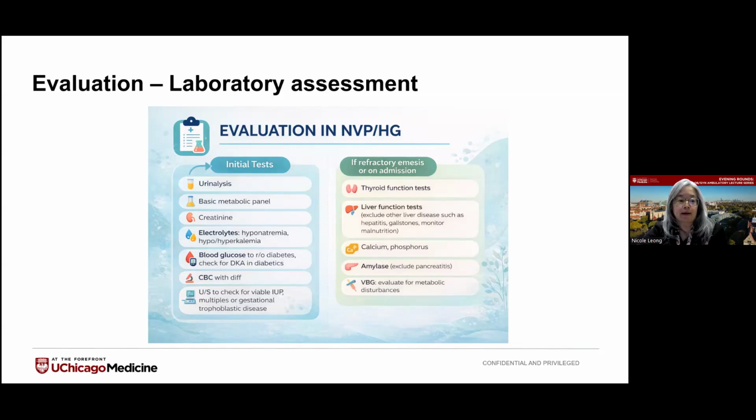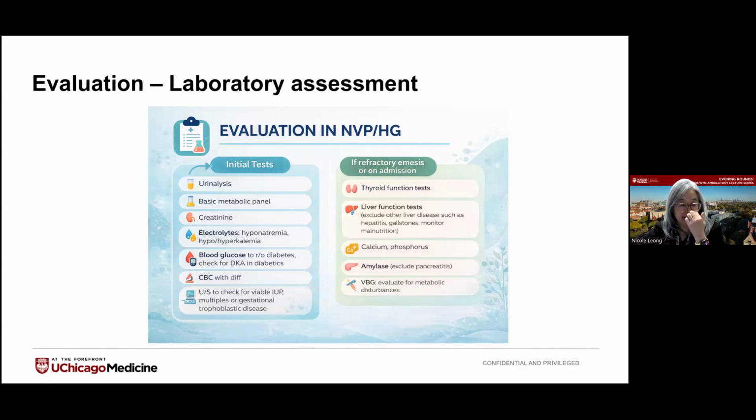And then lastly, an ultrasound, one to check for a viable intrauterine pregnancy. We can also check for multiple gestations because that is associated with nausea and vomiting and hyperemesis, to have twins or triplets. And then evaluate for gestational trophoblastic disease, so a molar pregnancy or a partial molar pregnancy, which is also a risk factor for developing hyperemesis.